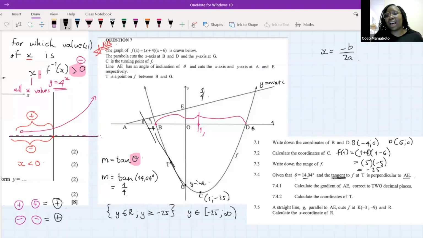Okay, and Amathe says the answer for 7.4.2 is -2 and -12. I can tell you now, no, my sweetie, you need to check again. It should be -1 and -21. So double check again, my sweetie, and let me know. Okay.